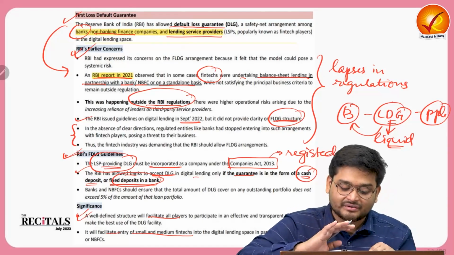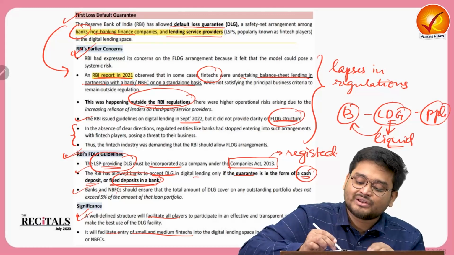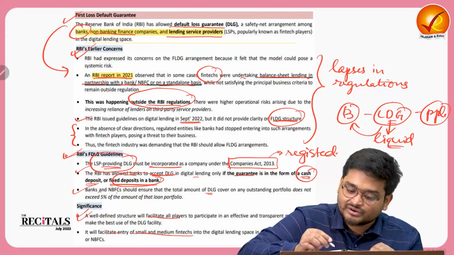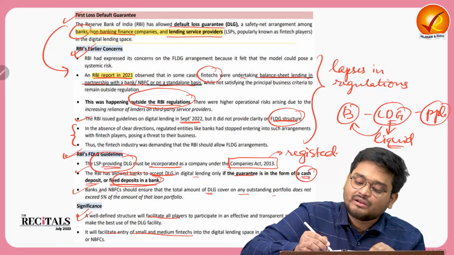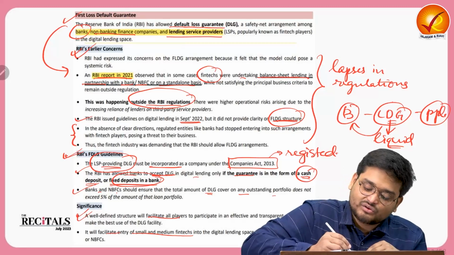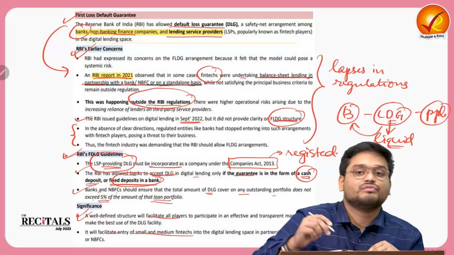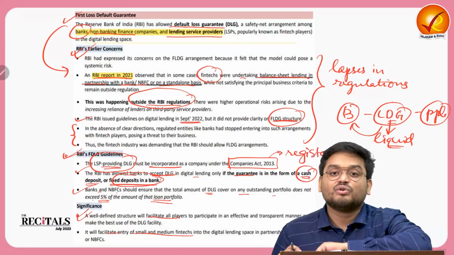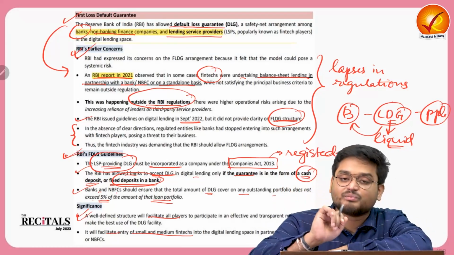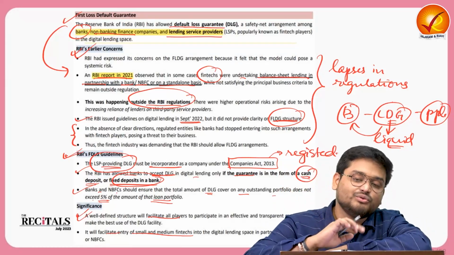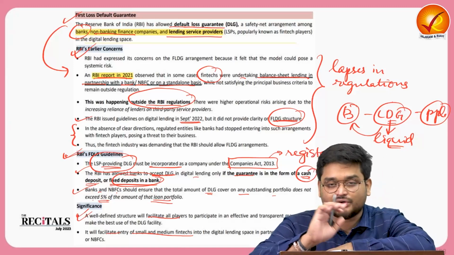the banks, right? Now, banks and NBFCs should ensure that the total amount of DLG cover of any outstanding portfolio does not exceed 5% of the amount of that loan portfolio, right? So it should not exceed 5% of the loan portfolio. That is the thing that the banks and NBFCs have to ensure.